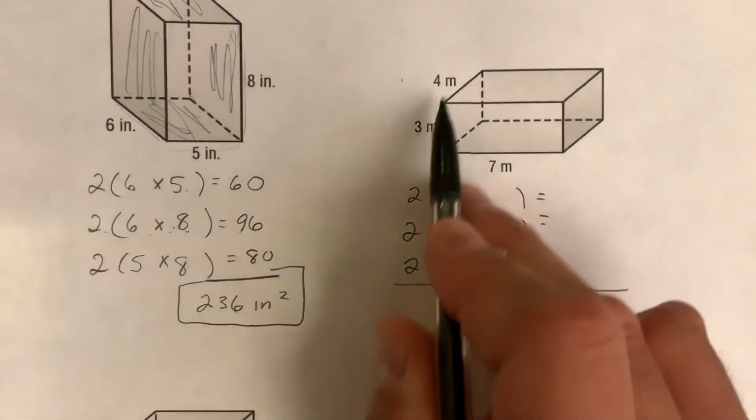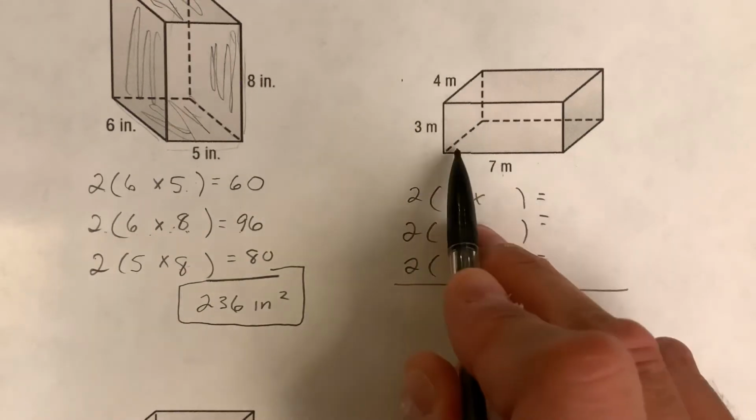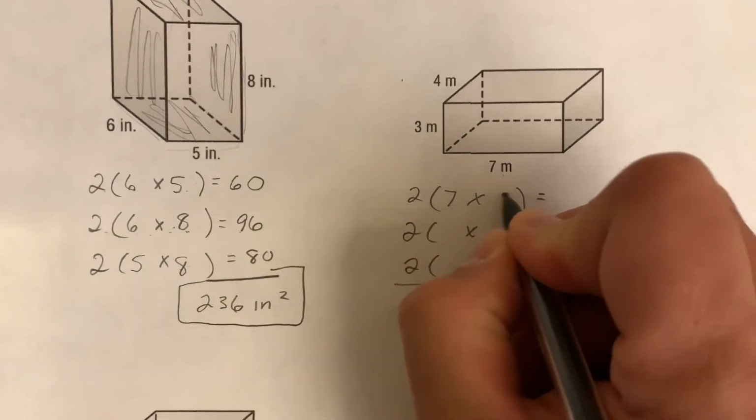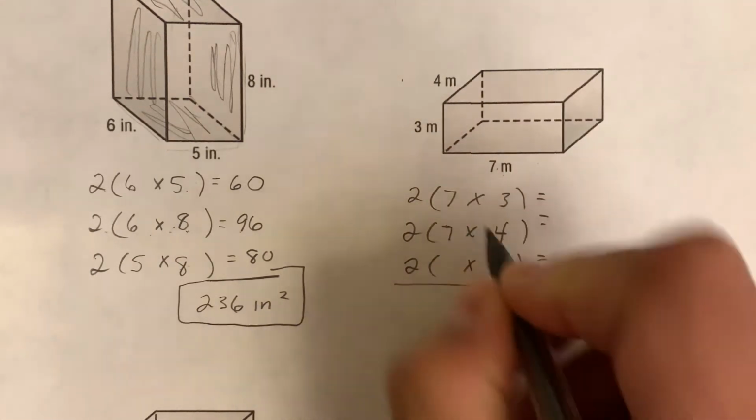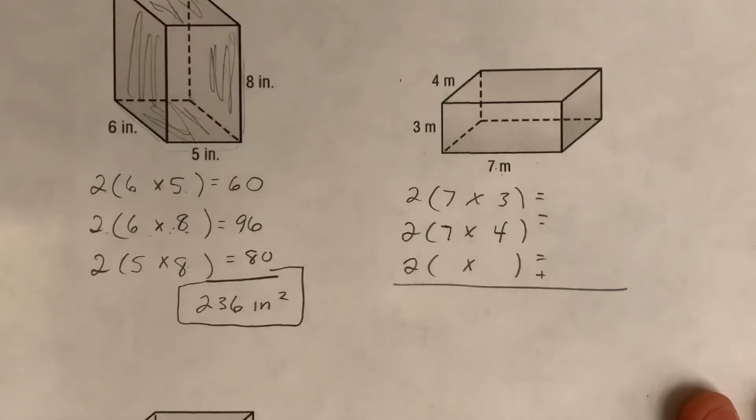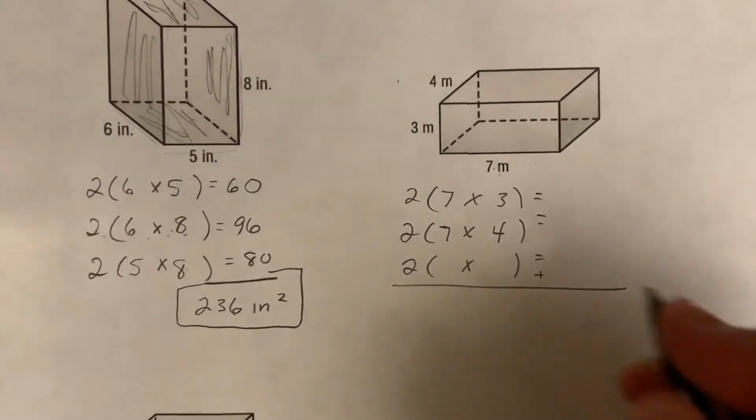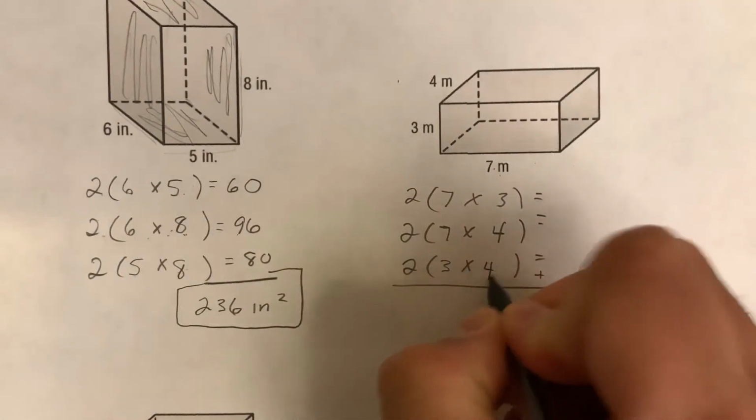So what do we got here? We got 4, 3, and 7. So bottom would be 7 times 3. Then I got to match up 7 and 4. Now what's left? What haven't I multiplied yet? 3 times 4. That's right. 3 times 4, or 4 times 3.